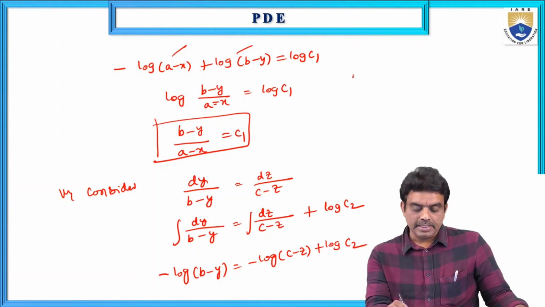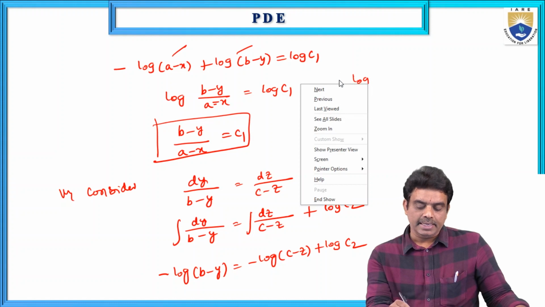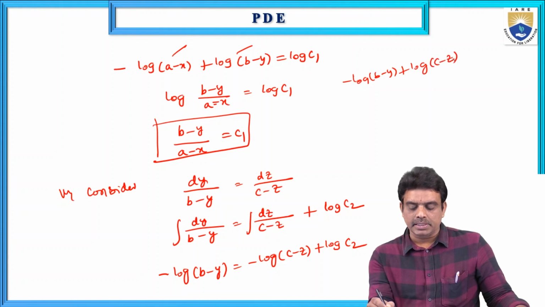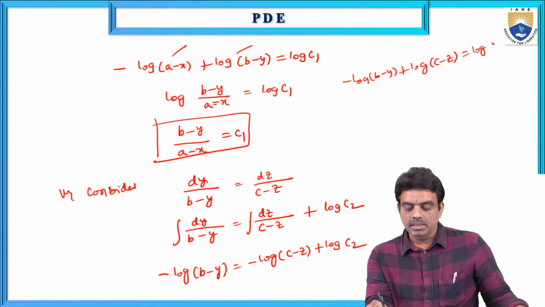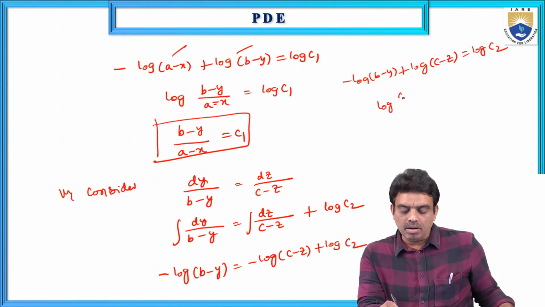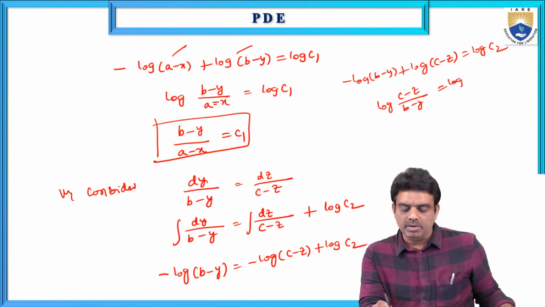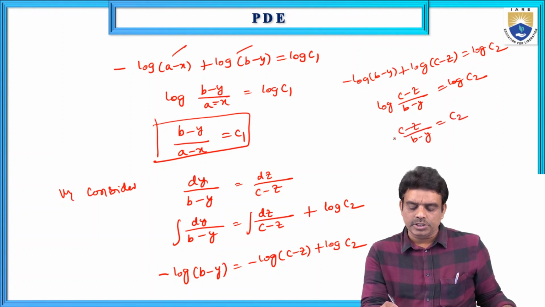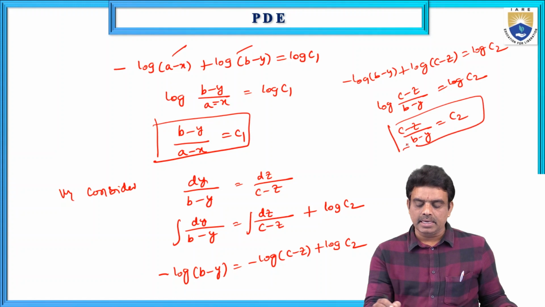Or what you can write is log of b minus y, the minus sign is already there, and I am writing minus log of c minus z on this side, plus log of c minus z. This is equal to log c2, or log of (c minus z) by (b minus y) is equal to log c2, or (c minus z) by (b minus y) is equal to c2, and this is the second relation.